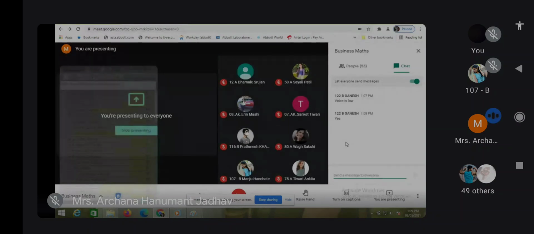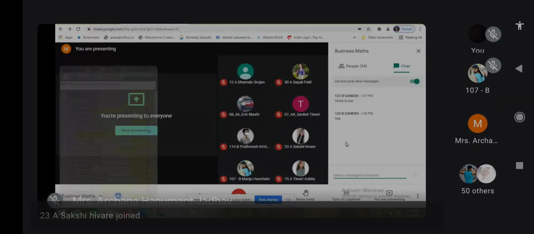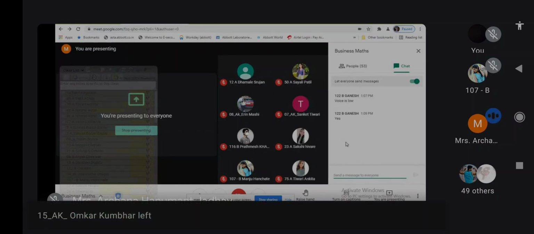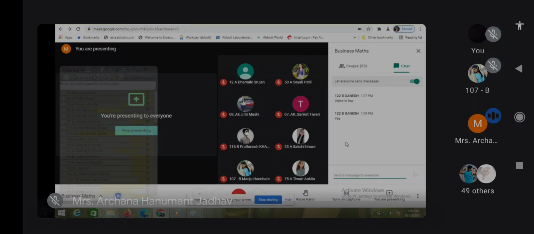Next one, scalar matrix. A scalar matrix is a diagonal matrix in which all the diagonal elements are equal, called a scalar. Next one, unit matrix. That means a unit matrix is a scalar matrix in which all the diagonal elements are 1 and the rest of them are 0. It is called a unit matrix.